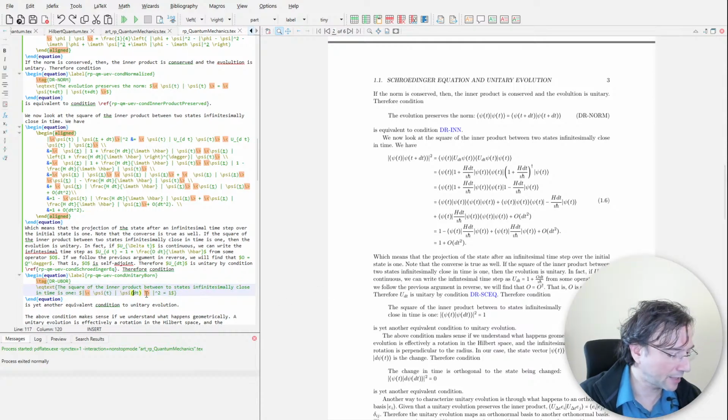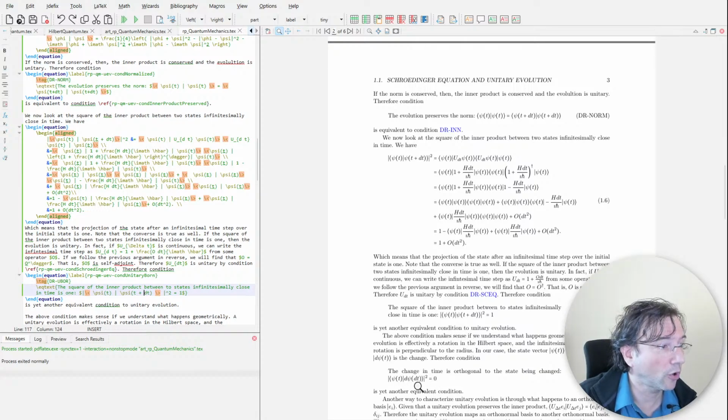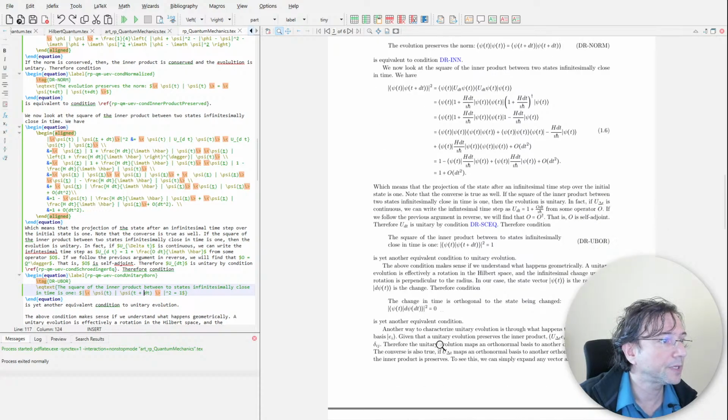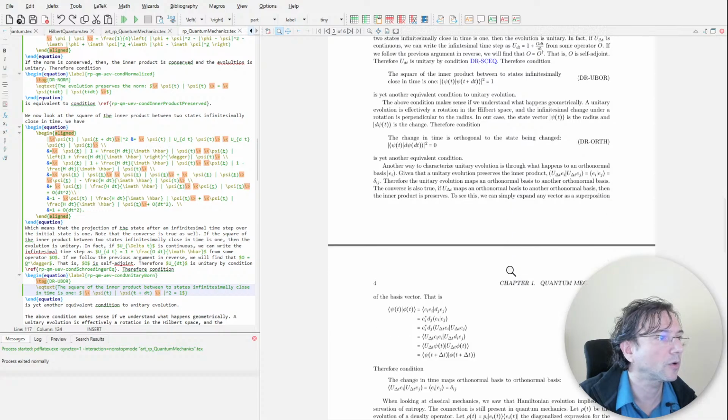So if we time evolve of one timestamp and project to the previous, then the norm is 1, and which means the projection on top of the variation is 0, and so these are perpendicular, and then there is the characterization in terms of orthonormal bases, and so given the unitary evolution preserves the inner product, therefore the unitary evolution maps an orthonormal basis to another orthonormal basis, and so on.